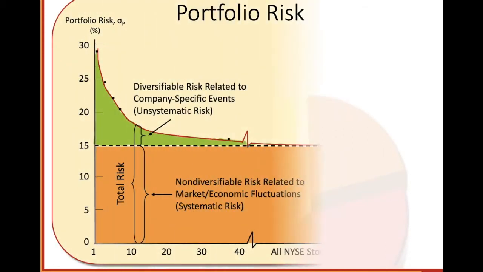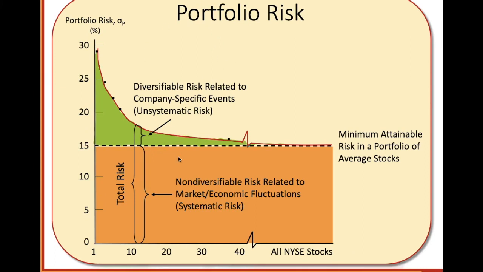Portfolio risk. Okay, so here's what we're looking at. All stocks on the New York Stock Exchange: the minimum attainable risk in a portfolio of average stocks. Diversifiable risk is related to company-specific events, called unsystematic risk. So we're taking a look at this. Here's our portfolio risk at 30, here's 0% all the way to 30%. And then here's the non-diversifiable risk, related to market economic fluctuations, called systematic risk.